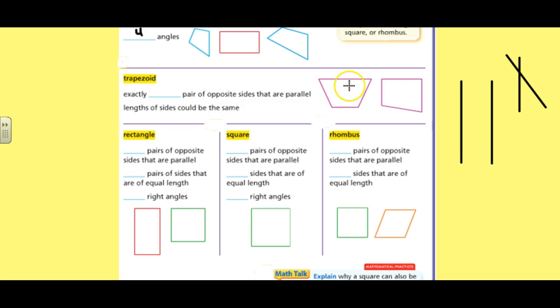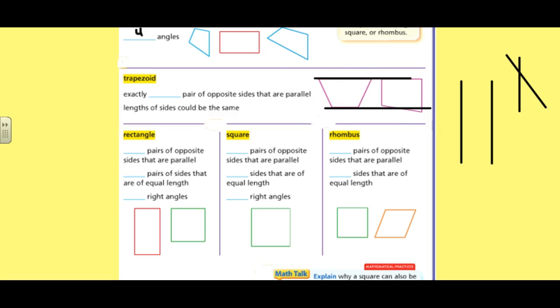So when you're looking at the trapezoid, this line right here and this line right here, if I were to draw this line out and I were to draw this line out, you see that they're going to cross right here. So that would not be parallel lines. But if I were to draw this line out and if I were to draw this line out, they would keep going and they would never cross.